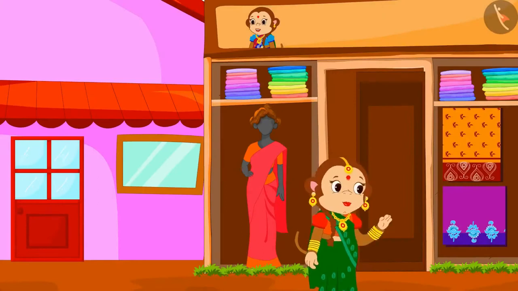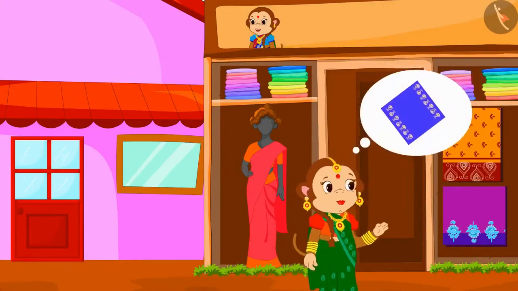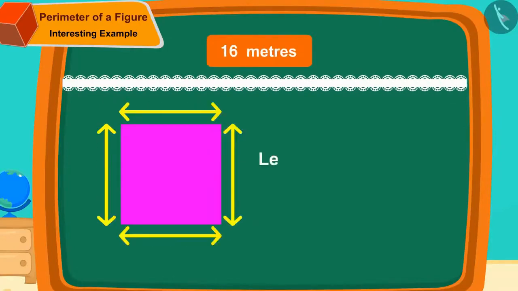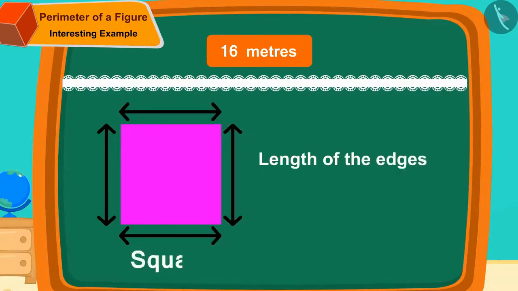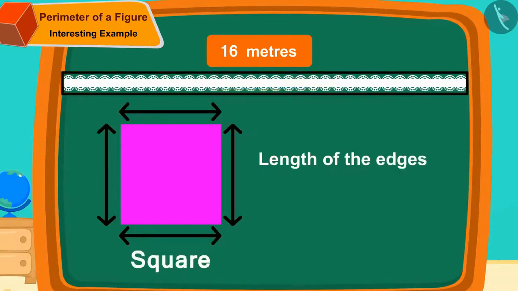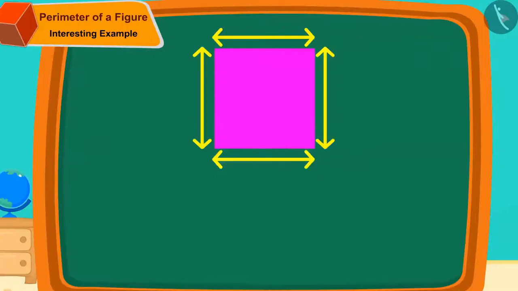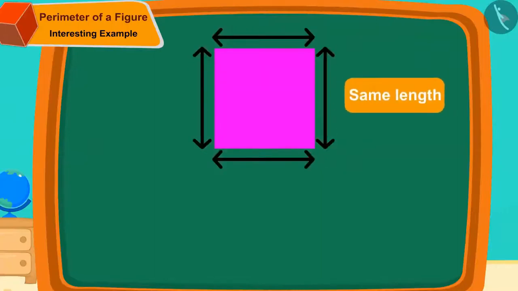Now, Bannu has to sell tablecloth. If Bannu has bought a 16 meter long lace, can you find the length of the edges of the square-shaped tablecloth that Bannu can put it on? If you want, you can stop the video and find the answer. All sides of the square are of the same length.